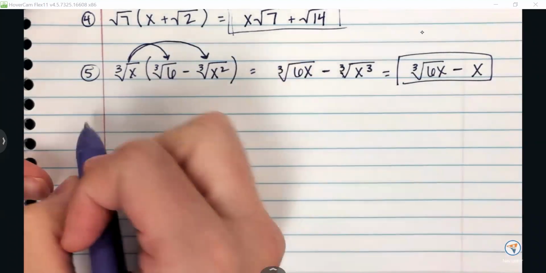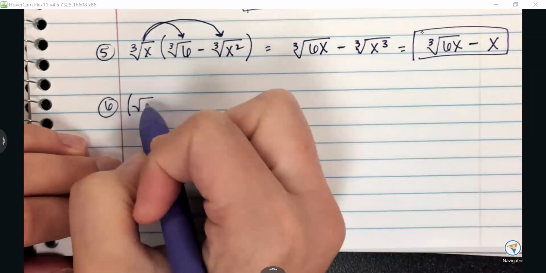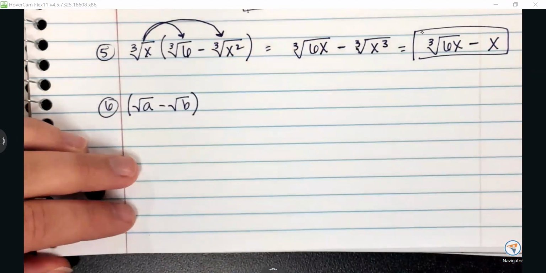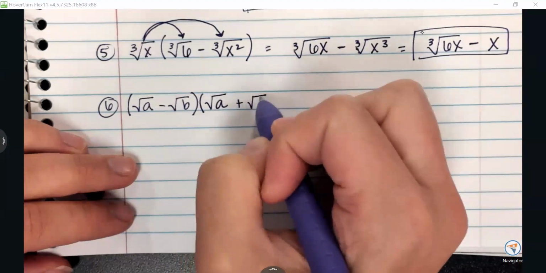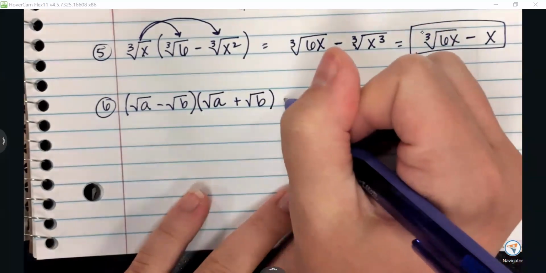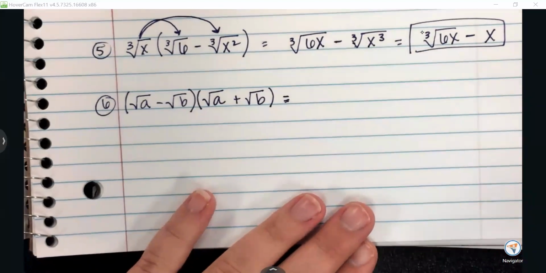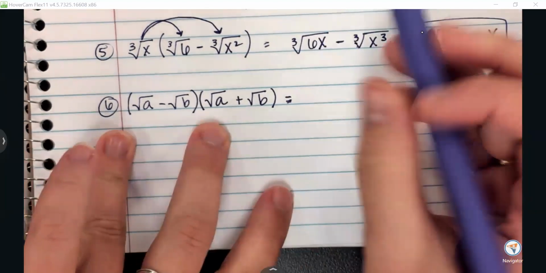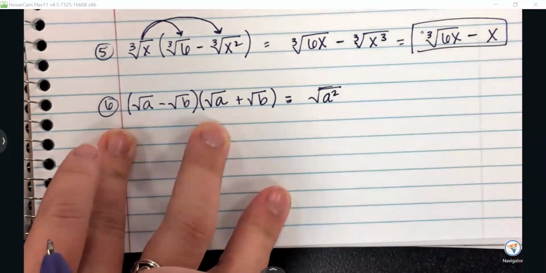All right, we got 3 left. Number 6 is going to say square root of a minus square root of b times square root of a plus square root of b. So again, this one's not too bad because everything is located inside. So this is foiling. So square root a times square root of a is the square root of a squared.